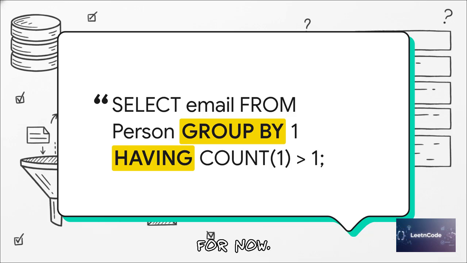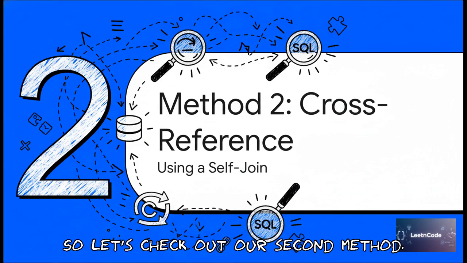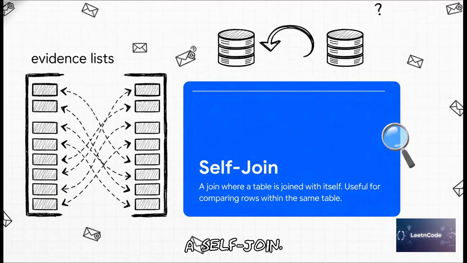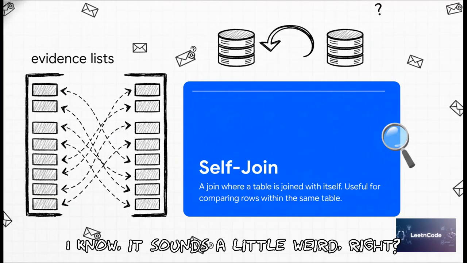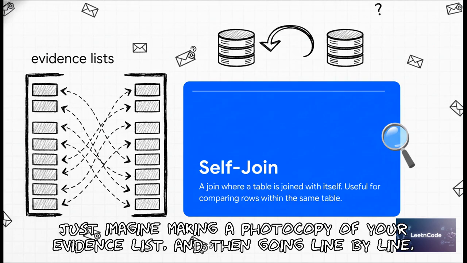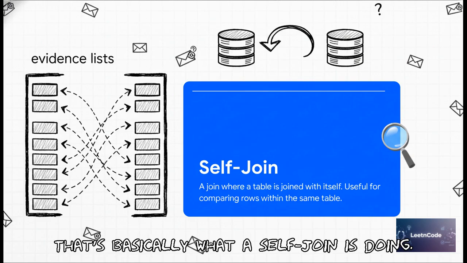Case closed, for now. But wait, as any good detective knows, there's always more than one way to crack a case. So let's check out our second method, a clever technique I call the cross-reference, which uses something called a self-join. A self-join. I know, it sounds a little weird, right? Joining a table to itself, but it's an incredibly powerful way to compare rows within the same table. Just imagine making a photocopy of your evidence list and then going line by line, comparing the original list to the copy. That's basically what a self-join is doing.